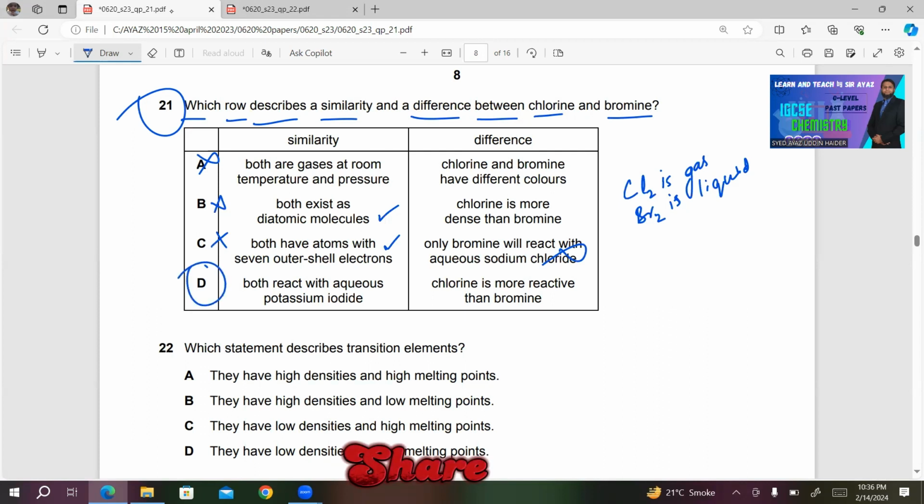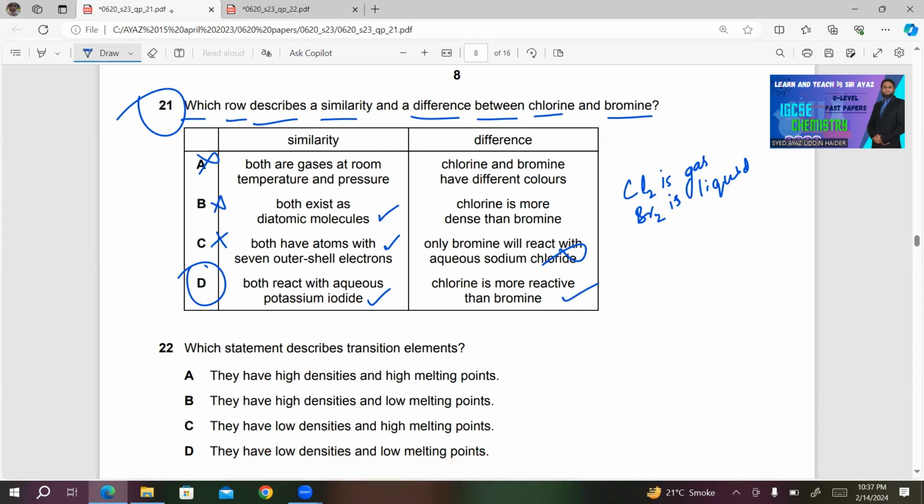I'm reading the statement. Both react with aqueous potassium iodide. Yes, both will react because chlorine and bromine both are above iodine. Difference, chlorine is more reactive than bromine. This is also correct. So these two statements are correct, both similarity and difference.